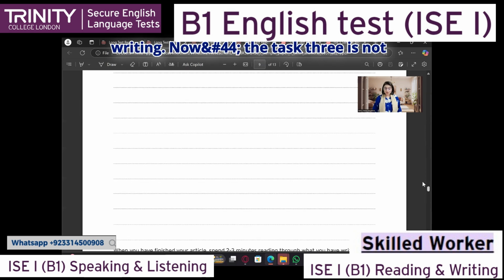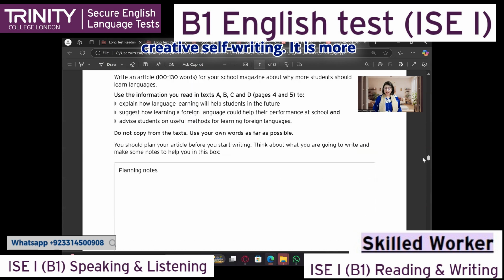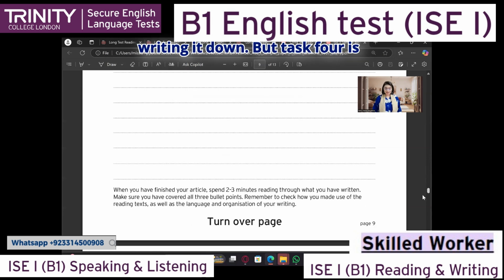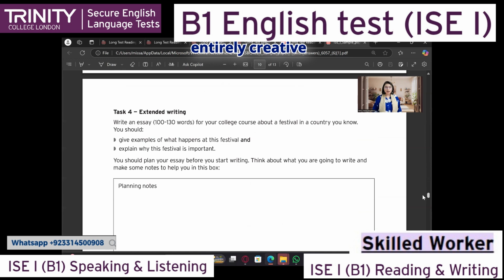Now, task 3 is not creative self-writing. It is more of using information from the text and writing it down. But task 4 is entirely creative writing, like we call it self-writing. You can share your own ideas just the way you'd like. It seems like an essay.